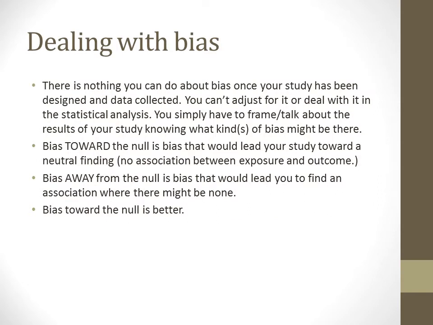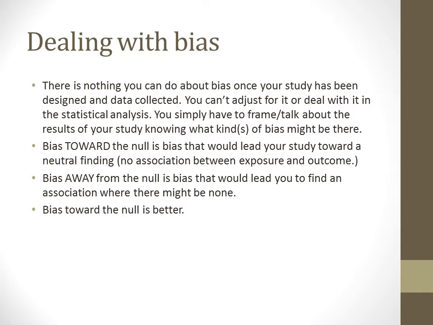So just one thing to say about bias is there's nothing you can do about it once your study has been designed and data collected. You can't adjust for it like you can with confounders. You can't deal with it in the analysis. You simply have to frame or talk about the results of your study knowing what kinds of bias might be there. So it's still really valuable to know about ahead of time because it casts your results in a certain light, and it limits the way you can talk about the generalizability of your results.